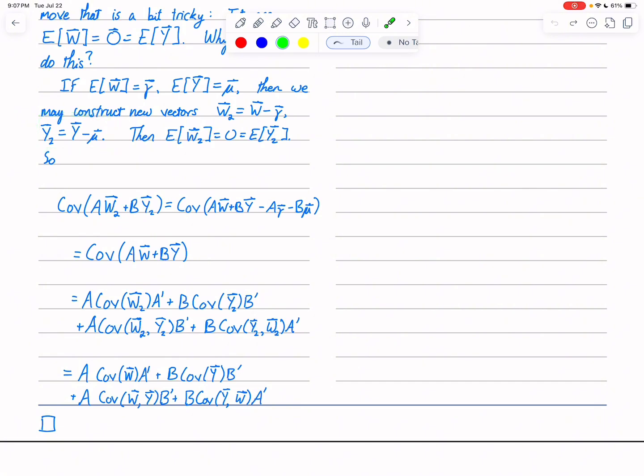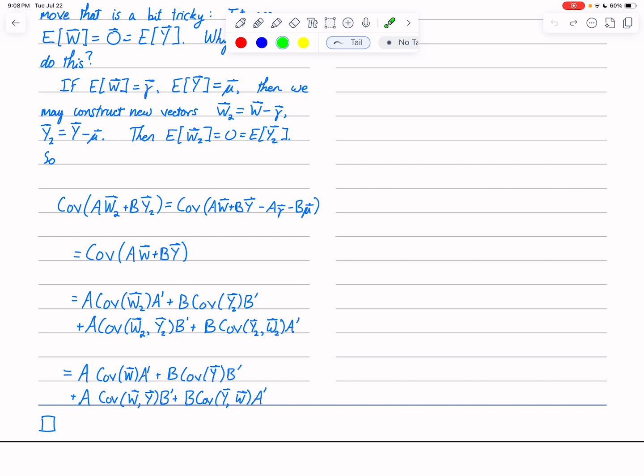And so the important point here is that we have now constructed two vectors for which their expected values are equal to zero, and therefore what the book proved takes care of these cases, right? So from this right here, we can say that if we do matrix A times W2 plus matrix B times Y2, then the result in the book holds. And this is essentially the result of what the book proved applied to W2 and to Y2.